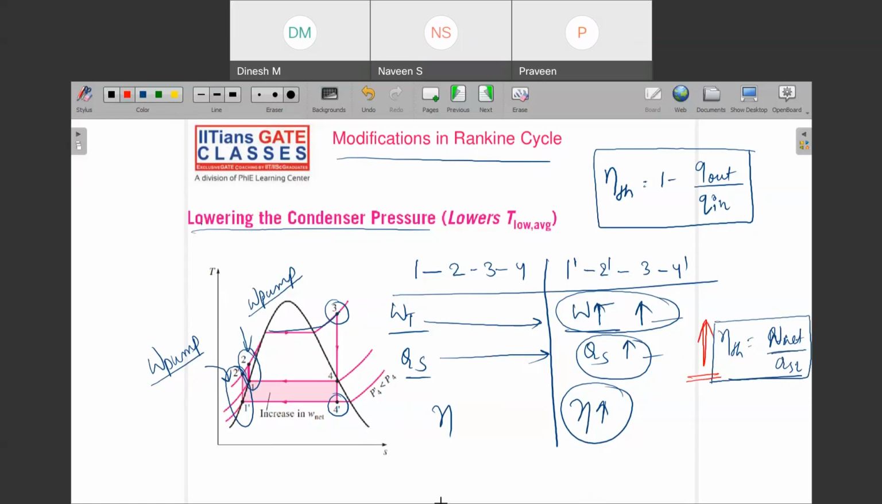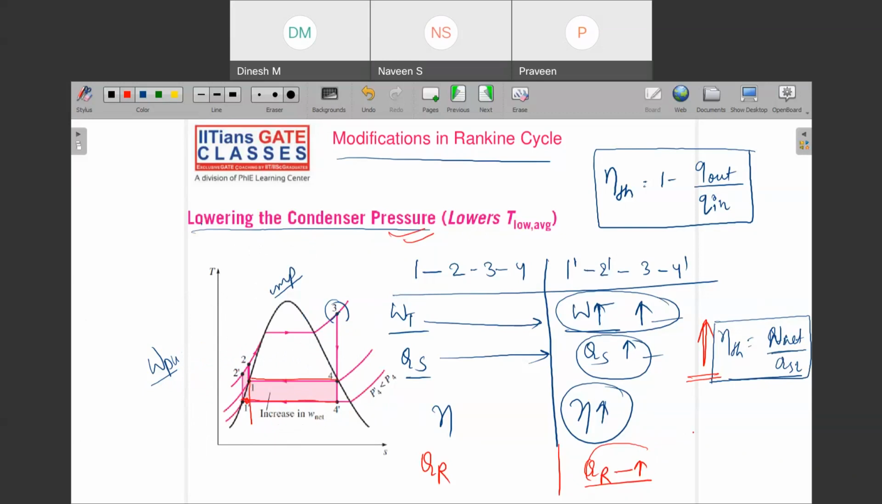Clear? And what about Q rejected? Can you see that Q rejected here has increased? Your Q rejected was initially Q4 to Q1 in the previous case, but here it is Q4 dash to 1. So this magnitude is higher, so Q rejected is also increased. So this is the effect of lowering the condenser pressure.